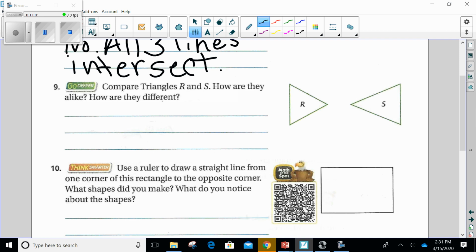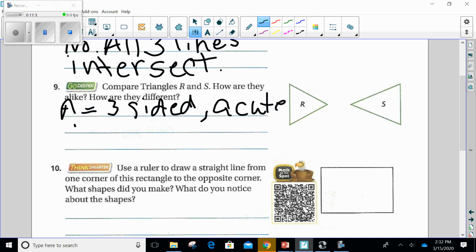Compare triangles R and S. How are they alike? How are they different? Well, first thing I see, they're three-sided shapes. And look at the angles. They are acute angles. Now, how are they different?